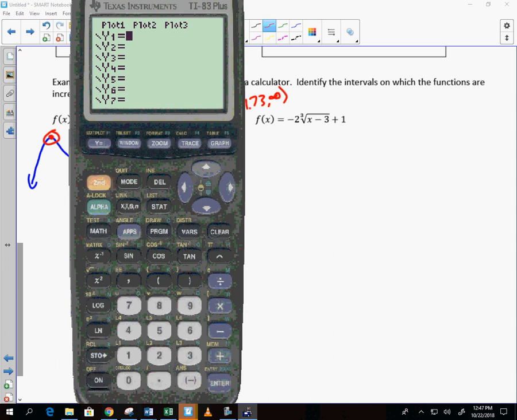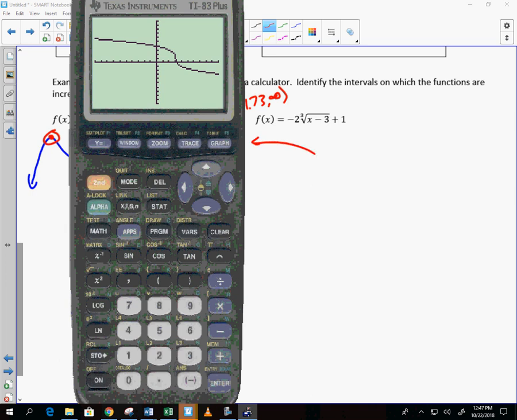But let's just type it in. I go -2. And then to grab a cubed root, I can press math. And you can see the cubed root option is number 4. So I got the cubed root of, and I do x minus 3. I close that parenthesis, and then I add 1 to it. And I'm going to view it in a 10 by 10 viewing window. So I'm going to do zoom standard so I get back to a normal viewing window. So that's my graph.